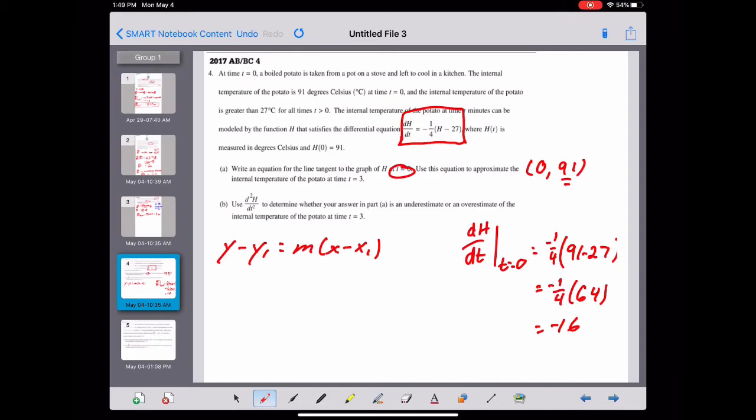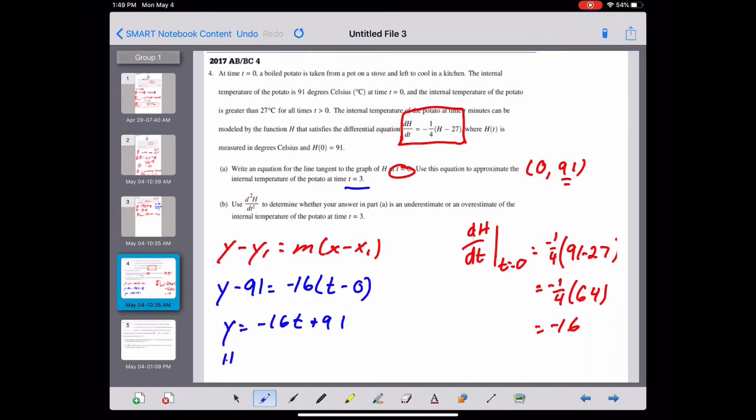So now that we know that, we can use it to write the equation of the tangent line. So we're going to use y minus 91 equals m, this slope, negative 16, times, since our independent variable here is time, I'm going to replace x with t, minus 0. So this is the equation of the tangent line. If you want to simplify it to y equals negative 16t plus 91, that works as well. And then finally, it's asking us to use this tangent line to estimate the internal temperature of the potato at time t equals 3. So just plug in 3 for t then.